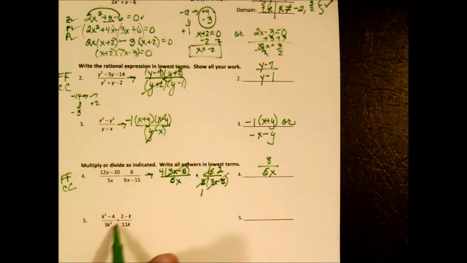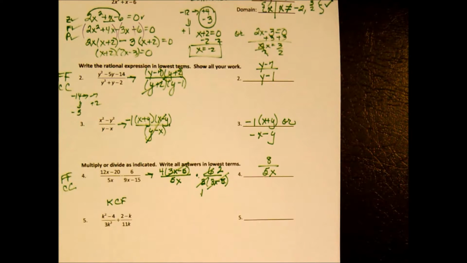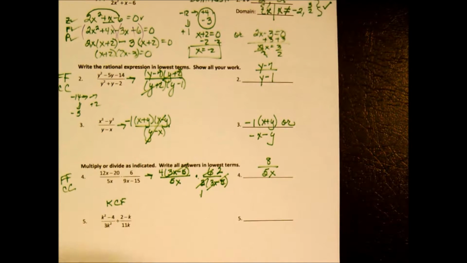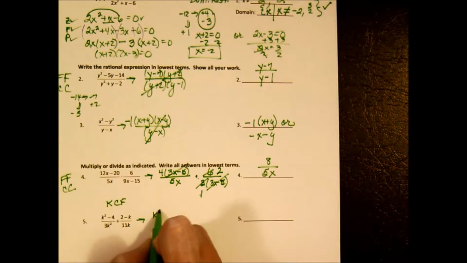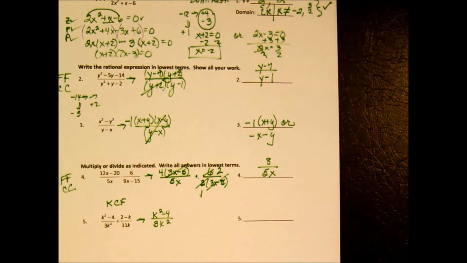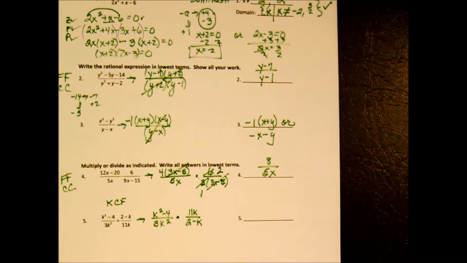Number 5 is a division. So if you'll remember, we go keep, change, flip. Before I even factor, I'm going to rewrite this as a multiplication problem. So it would be k squared minus 4 over 3k squared. That was my keep. Change to multiplication, flip to the reciprocal of the divisor, so 11k over 2 minus k. Now I'm going to factor and then cross cancel.